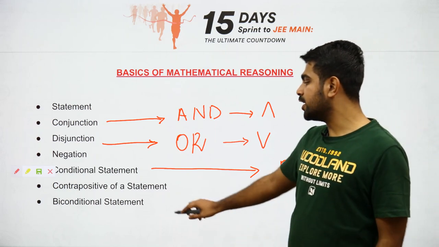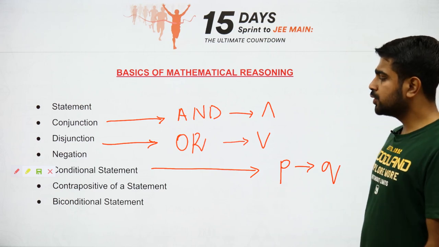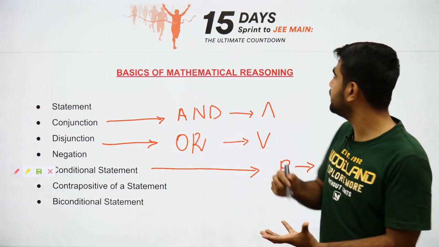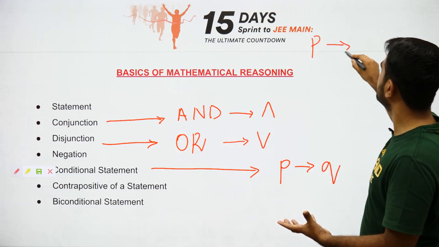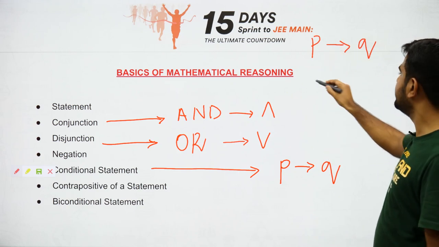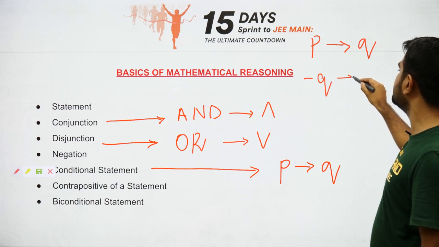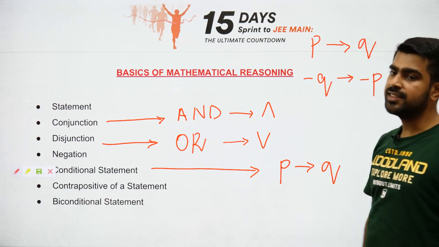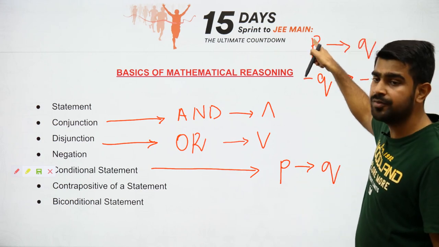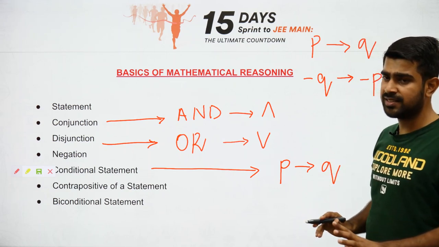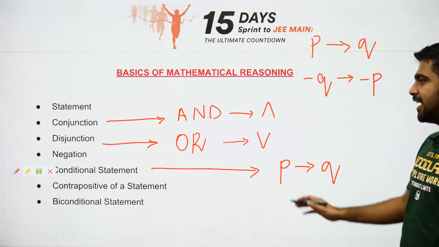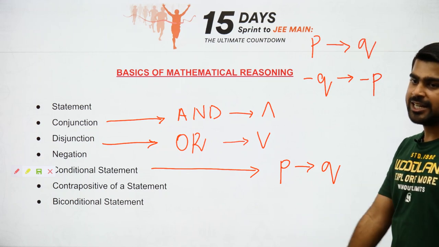Now, the next one is contrapositive. What is contrapositive? Contrapositive happens on a statement. So let us say I have P implies Q. Now, I want to find the contrapositive of this. How do I do it? It is nothing but minus Q implies minus P. That is going to be the contrapositive of the statement P implies Q. As simple as that. Guys, this is all that is required to be learned, and if you master what I cover here, you are ensured of 4 marks.